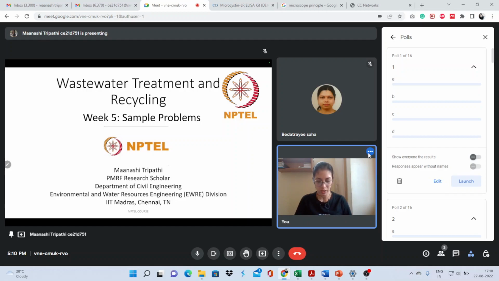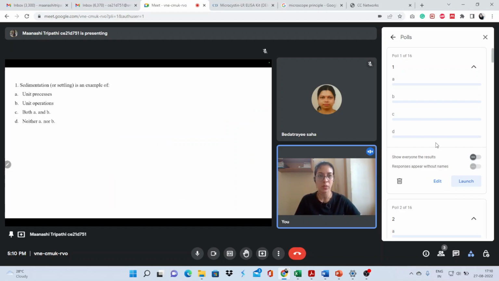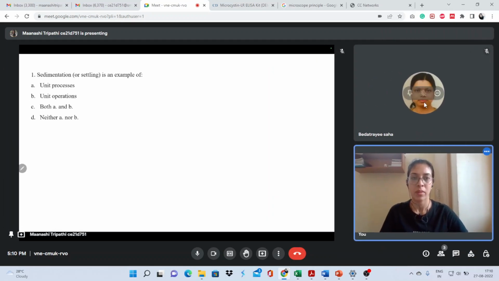Let's see question number 1. These are the polls for question number 1. You can answer this question: sedimentation as well as settling is an example of unit processes or unit operations. As sir has explained, and I have explained it again, unit operations and unit processes depend upon whether the process is physical or chemical. So you can try to answer this question in the polls.